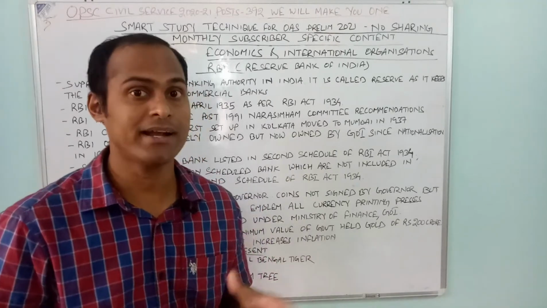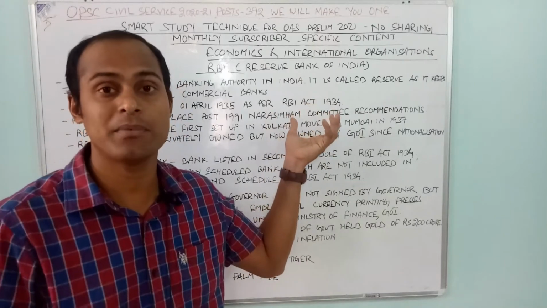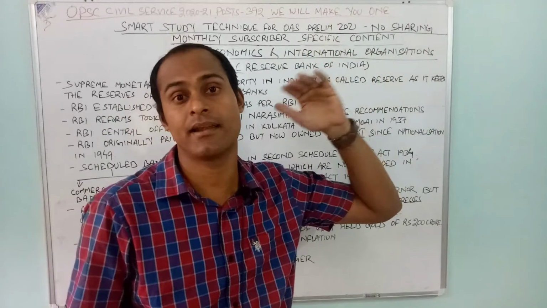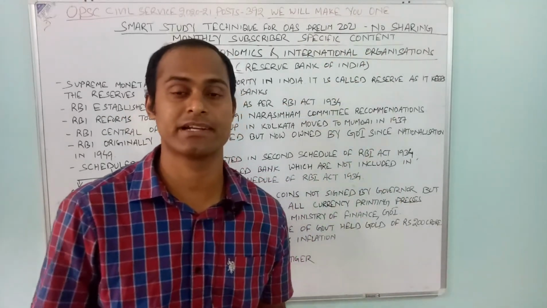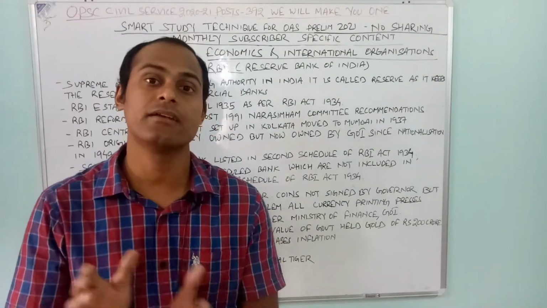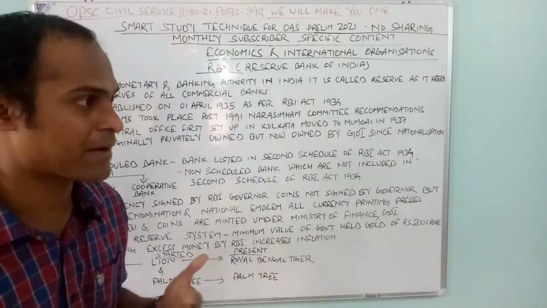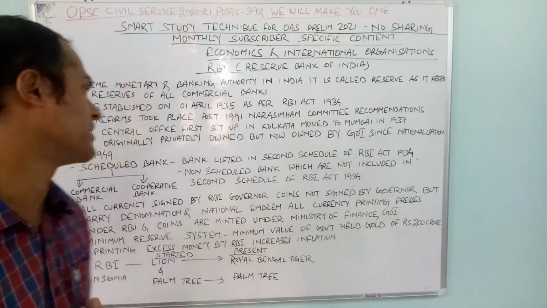In order to do that, the Narasimham Committee recommended that we cannot have such a high SLR, CRR, cash reserve ratio, and bank rate. We will bring it down significantly so that banks can have enough money to give loans to the people. Slowly, RBI also implemented some of the recommendations of the Narasimham Committee.